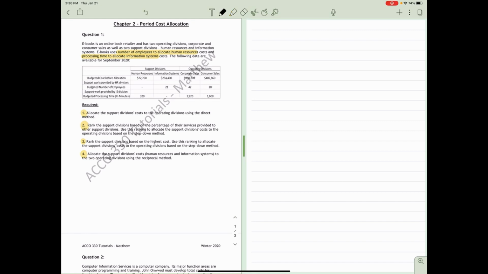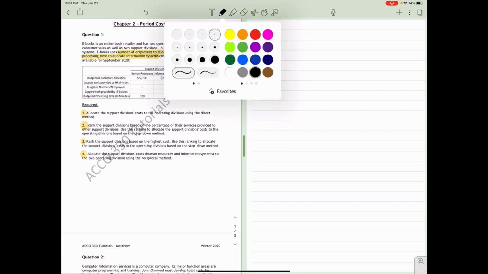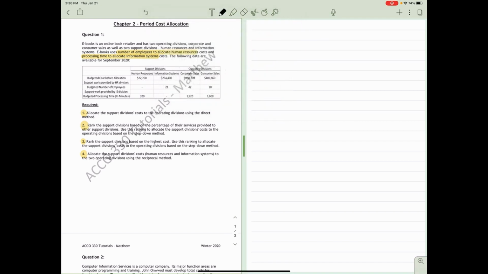You guys remember that HR allocates based on the number of employees, and then IS allocates cost based on processing time, so how many minutes they spent processing. So let's do the reciprocal method. Remember, in the reciprocal method, every division helps each other. You kind of go back and forth. Everyone helps each other. That's just the best way to explain it.